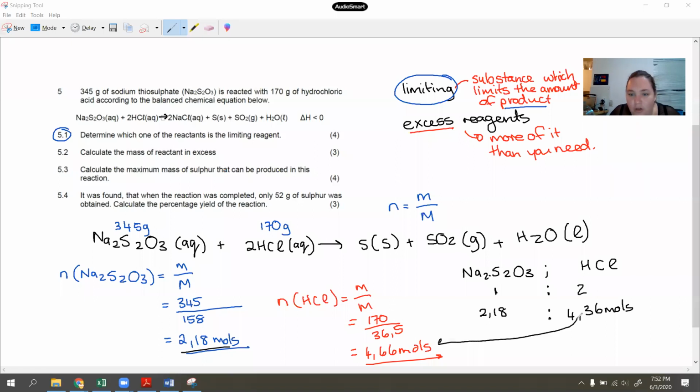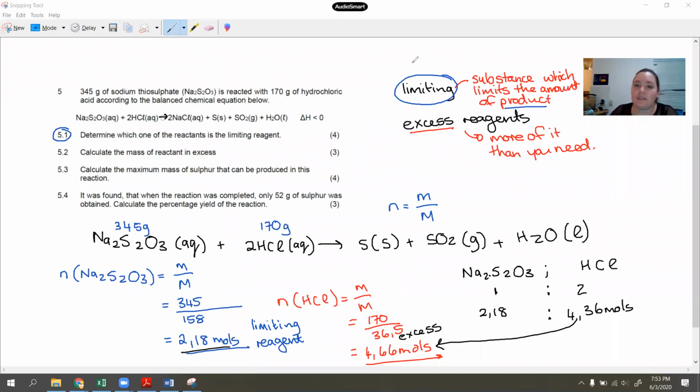Then I go and look, do I have 4.36 moles? And if the answer is yes, then this is in excess. We have more of it than we need. If we have more of it than we need, then the other substance must be the limiting reagent. It is the thing that will determine how much product we get. Yes, because we have more of our HCl than we need.